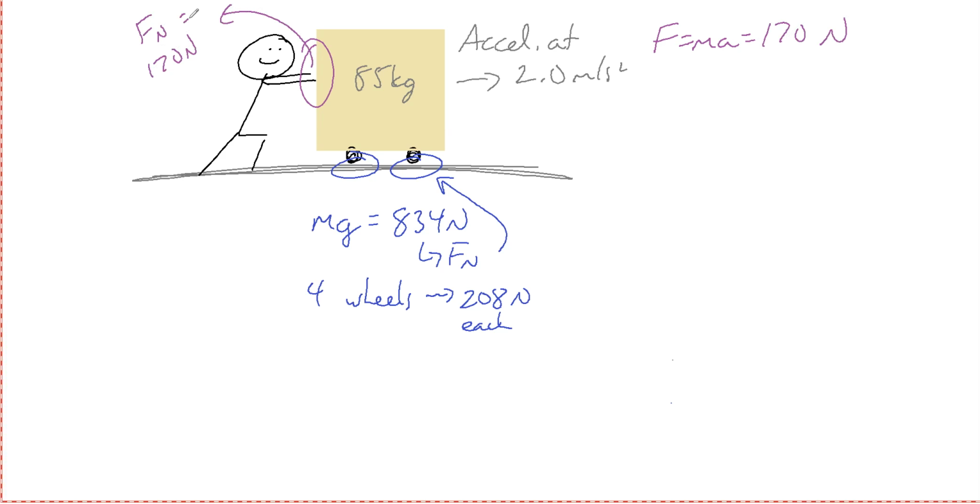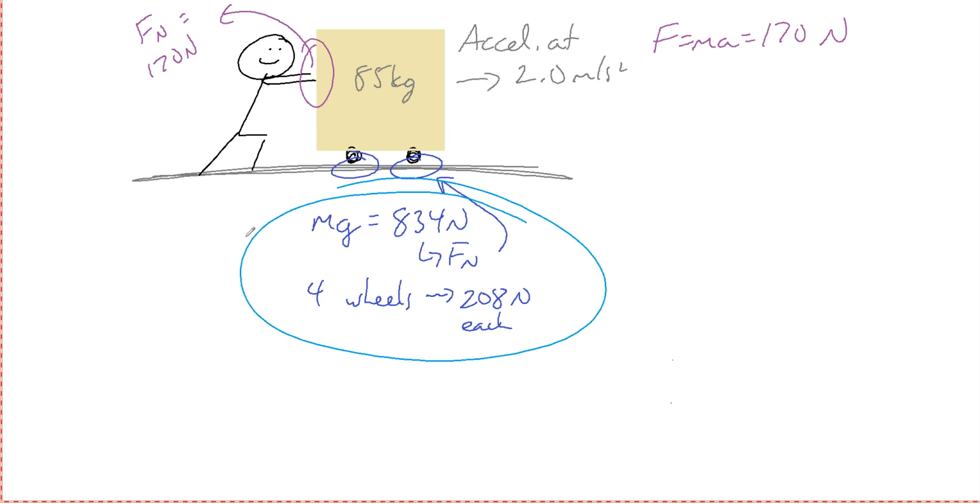And of course, you could cut that in half and split it between the hands if you wanted to, but the total Fn between the guy and the box is 170 newtons, and that's what causes the box to actually move. So this is just a very simple illustration of Fn, and often Fn will just be equal to the force of gravity, but sometimes it isn't. Sometimes it comes from something else.